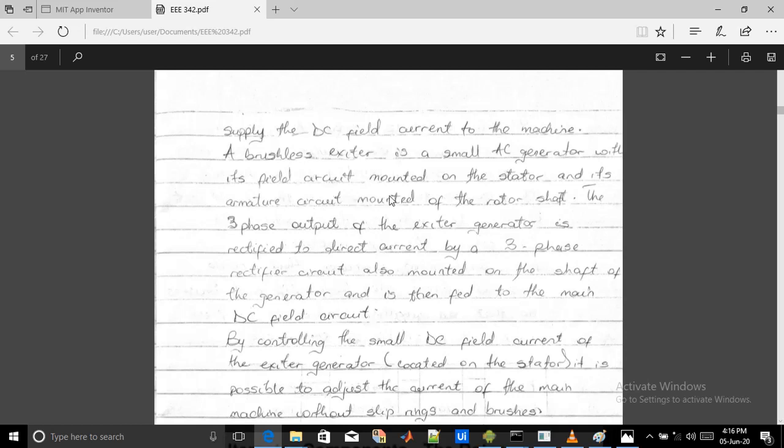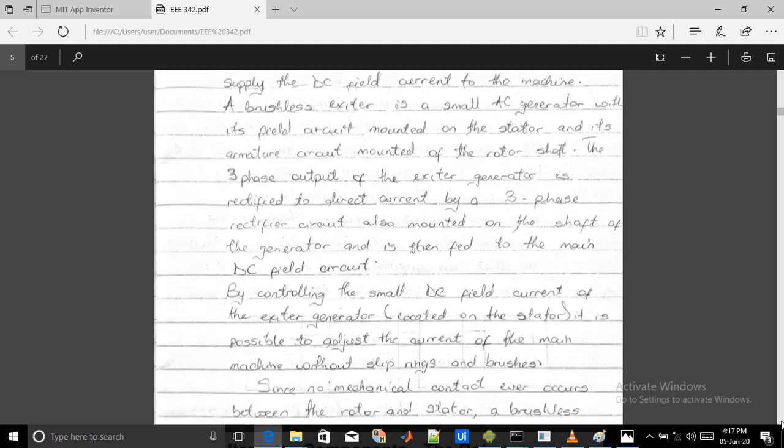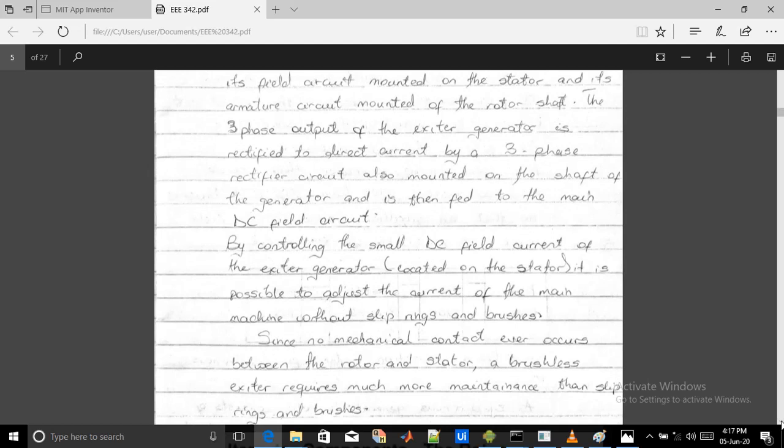So for you to be able to rectify it, you need a rotating rectifier. So you mount where the output is coming out from, that is the armature circuit, on the shaft, so that when the shaft is rotating, the armature circuit is also rotating, and there is contact between the output of the armature circuit, which is AC, and the rectifier, which is also rotating, in order to bring out a DC output. So now we are done with that.